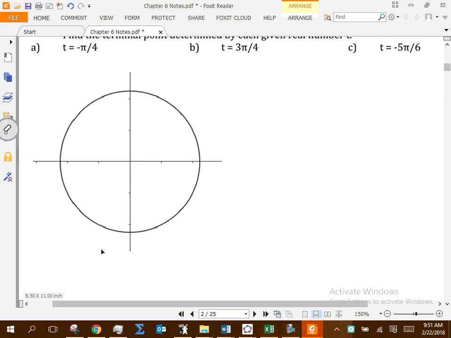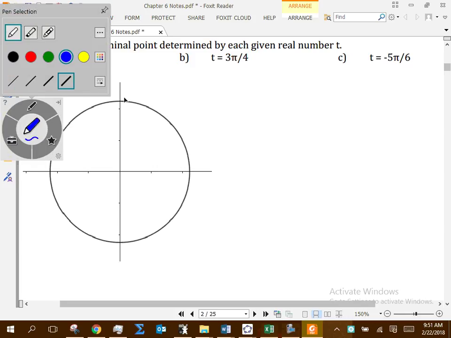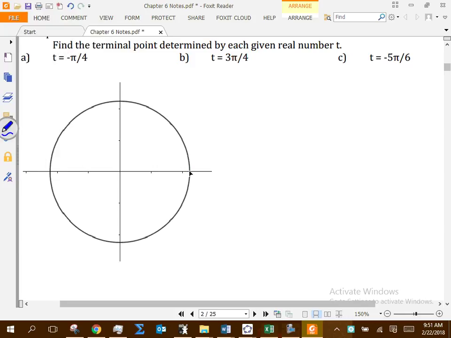But it is feasible. Now, if they go negative t values, so negative just means that you're going clockwise now. So I'm going this direction. Okay, so that would be 3 pi over 6, right? Five pi over 6 is going to be about right there.